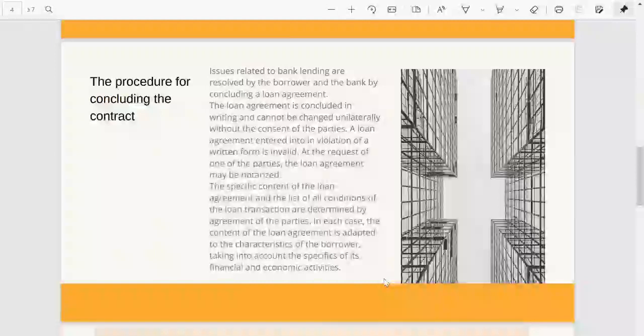But the specific content of the loan agreement and the list of all conditions of the loan transaction are determined by agreement of the parties. In each case, the content of the loan agreement is adapted to the characteristics of the borrower, taking into account the specifics of its financial and economic activities.